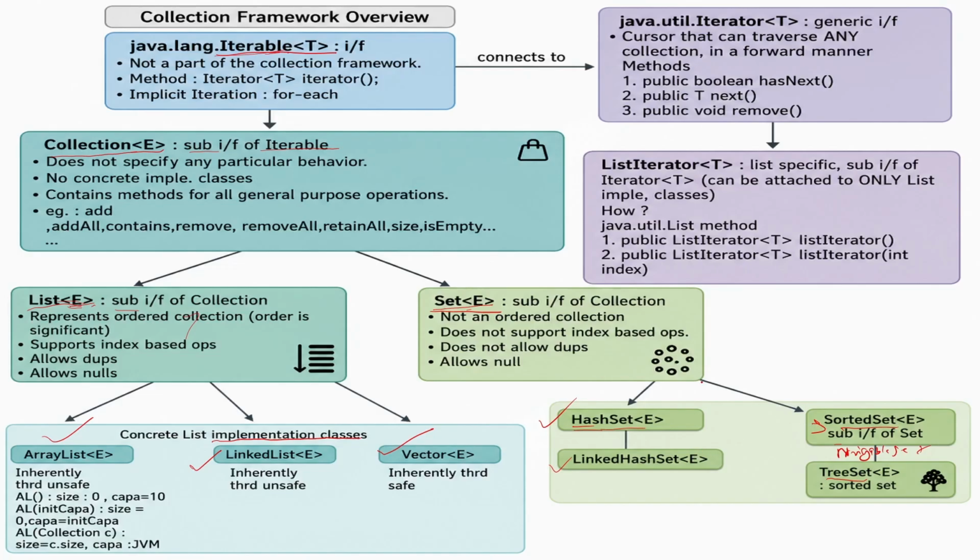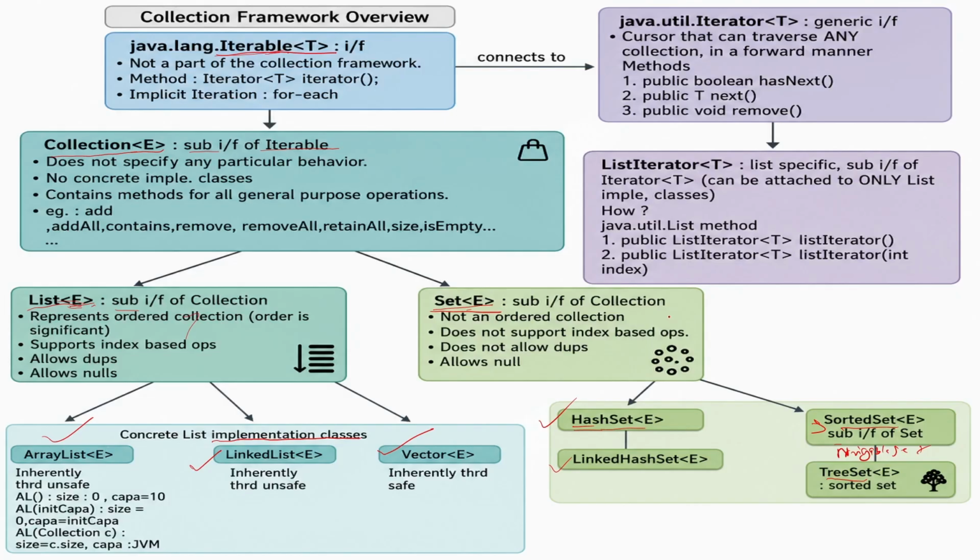Sorted set is the child interface of set. So think of it like different hierarchies. List is one hierarchy and set is another hierarchy. Above list and set, there is a common parent interface, collection, and collection's parent is iterable. So collection has two child interfaces, list and set. The list interface has three implementation classes: array list, linked list, vector. Now we will go to the set hierarchy. For the set hierarchy, we have hash set, linked hash set, and tree set as implementation classes.